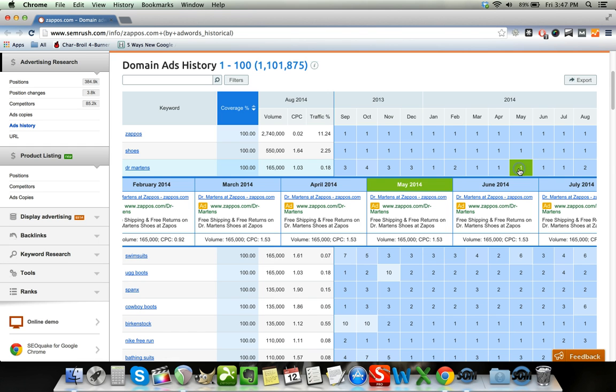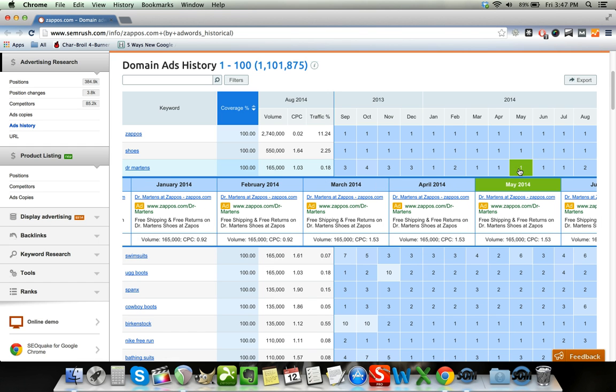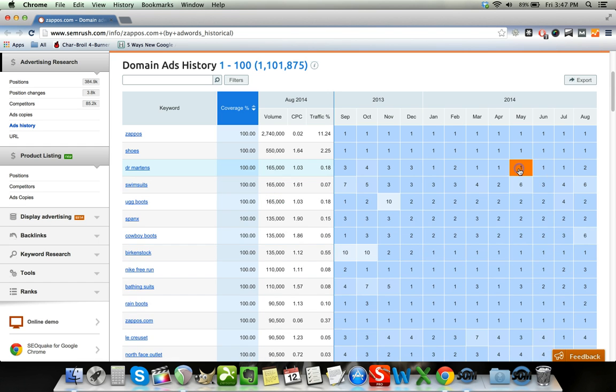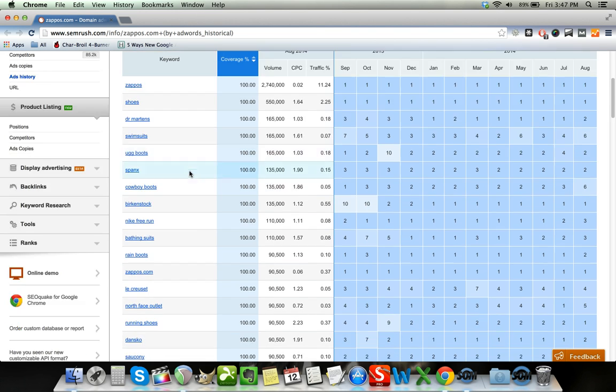And again, you can see how the ad has changed over the course of the past year. Perhaps they changed it as a means of adjusting their strategy and adjusting their way of getting people to visit their site. I also want to call attention to the keywords themselves. Zappos, now of course, Zappos is always going to be one of their top keywords, but we're seeing shoes, Dr. Martens, swimsuits, Ugg boots, Spanx. They're all product names, and those are all indicators that people are trying to purchase something.